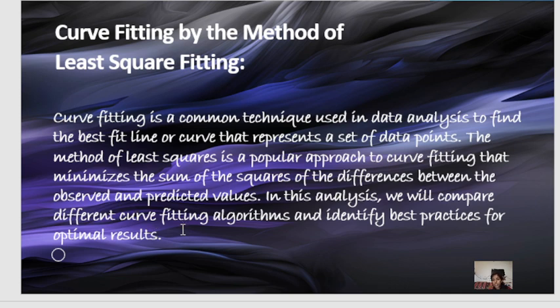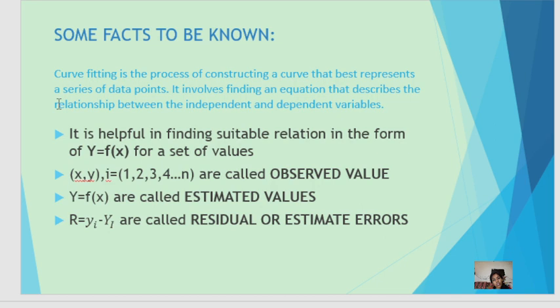So curve fitting is nothing but we minimize the sum of the squares of the differences between the observed and the predicted values, and by that difference we'll find out which is the best or optimal result. So let us see some facts. Curve fitting is a process of constructing a curve that best represents a series of data points. It involves finding an equation that describes the relationship between the independent and the dependent variables.